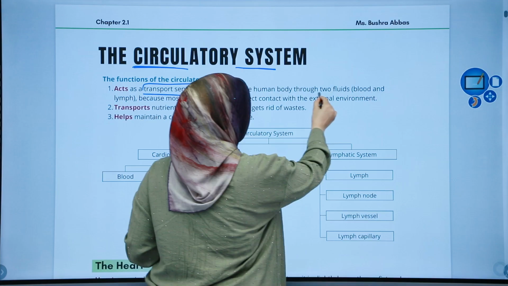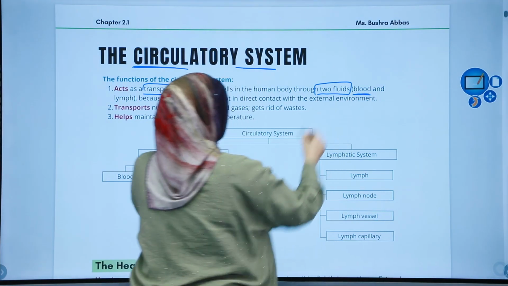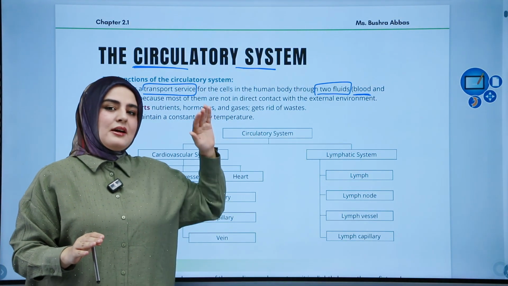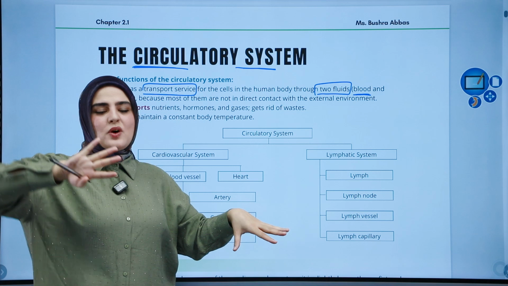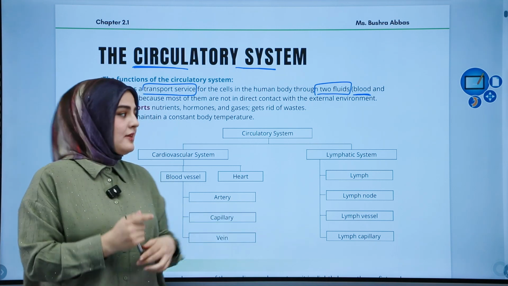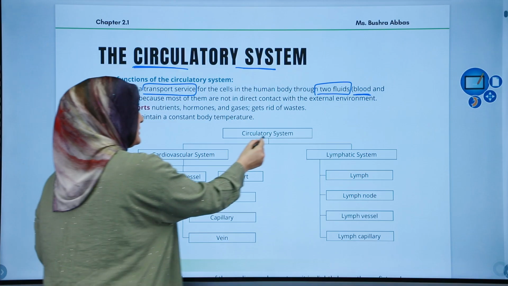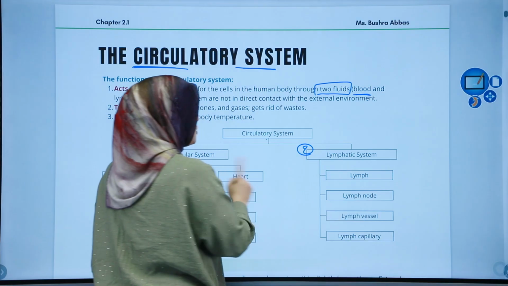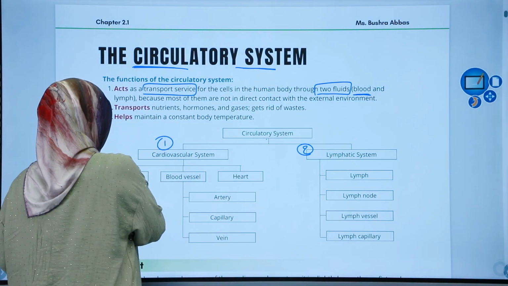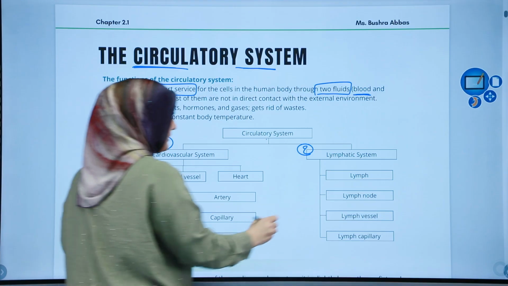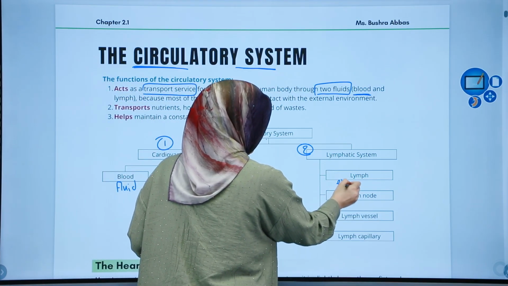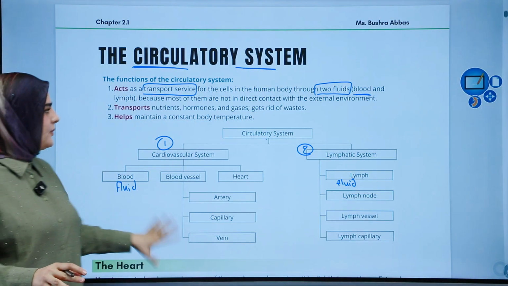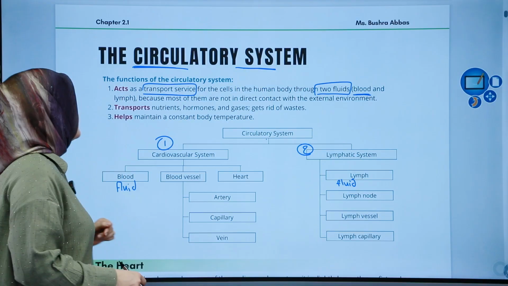How many fluids are there? Two fluids. That's because we have not only the heart system, but also another one that you're not familiar with, called the lymphatic system. So the circulatory system becomes one, cardiovascular, and two, lymphatic. Each one of them has its own liquid: the fluid blood here and the fluid lymph here. We're going to learn a lot about them. Most likely you're familiar with this side rather than this one.